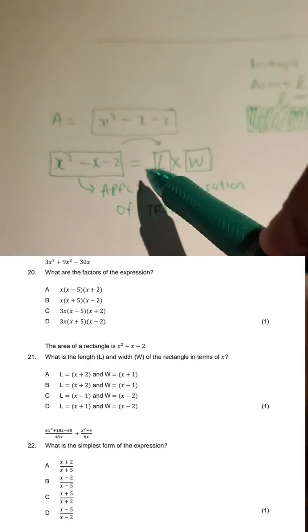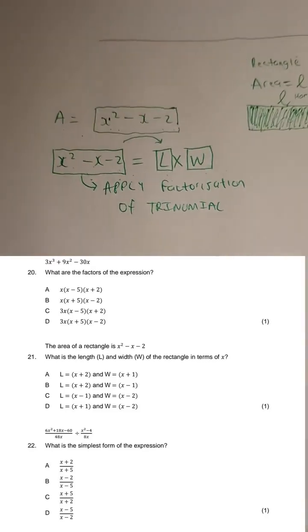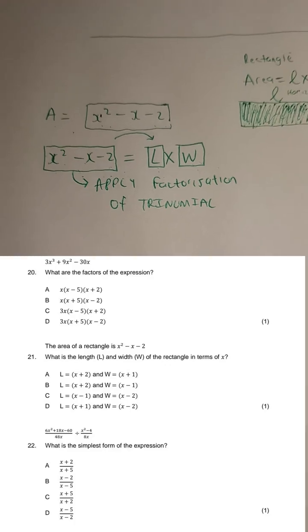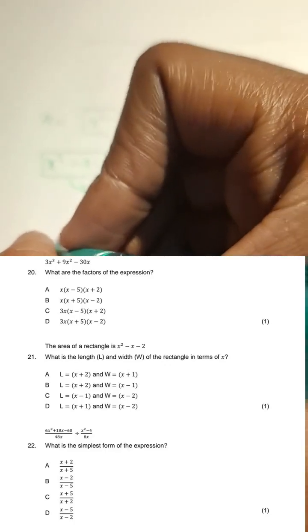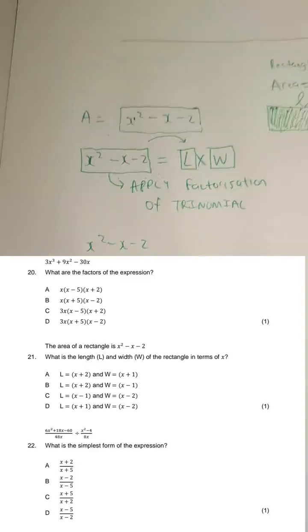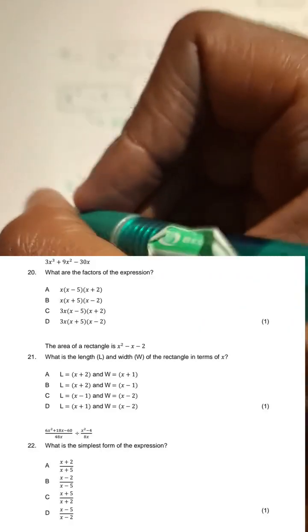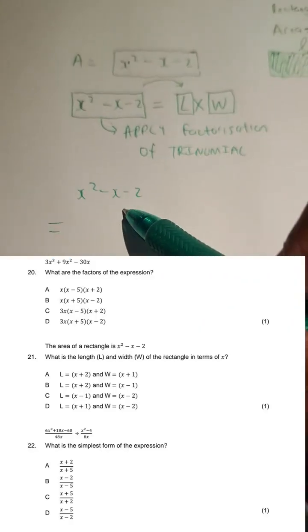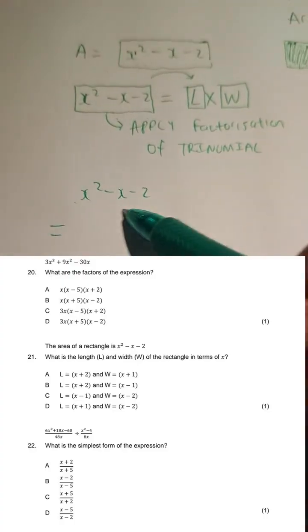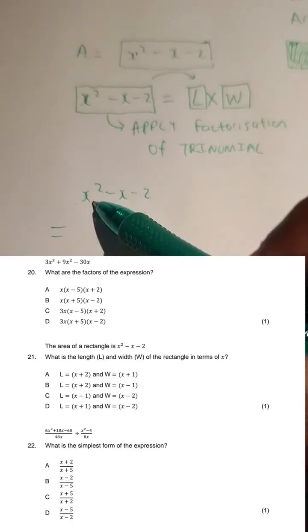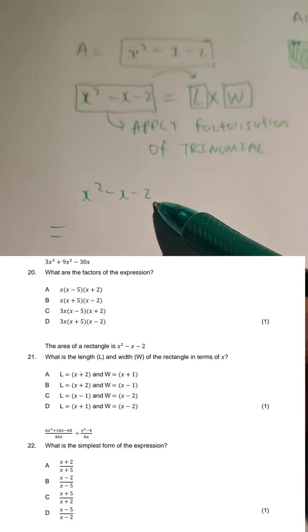What is the length and width of the rectangle in terms of x? The question is saying find the length and the width in terms of x. So we are going to take x squared minus x minus 2, the area, and we are going to factorize it. Now, when we factorize, the first question we ask is, is there a highest common factor here between x squared minus x and negative 2?